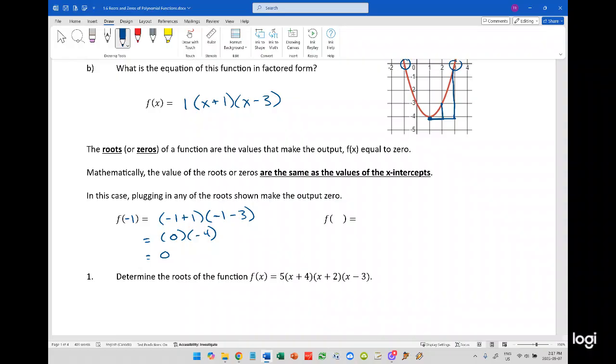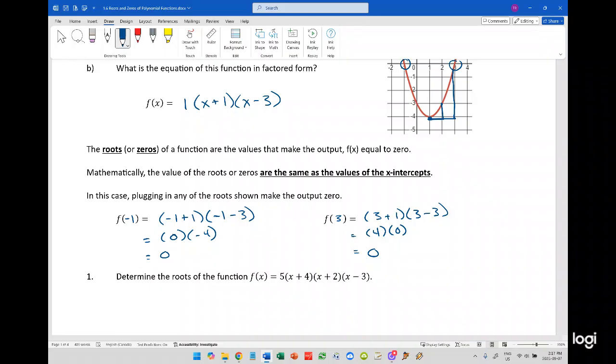And when we plug in 3, we get 3 plus 1 times 3 minus 3, which is 4 times 0, which is 0. So this is why they're called zeros. 0 is what we get when we plug in the x-intercepts. And again, roots is just another name for both of those terms as well.